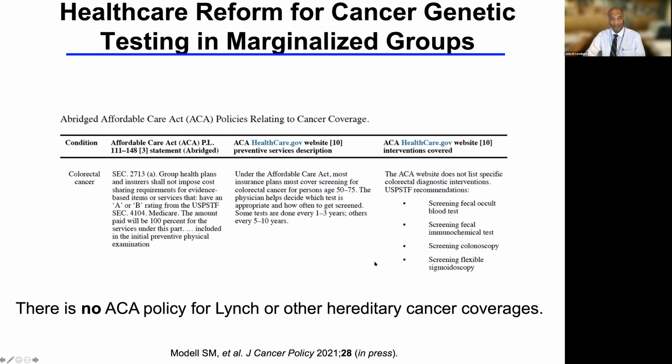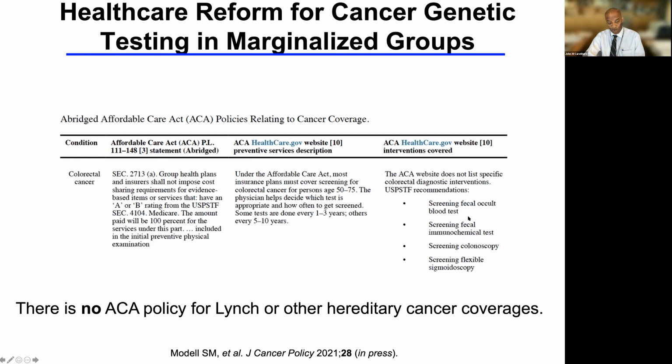Now, what about testing in marginalized groups? So the Affordable Care Act, which was enacted in 2010 under President Obama, for colorectal cancer, most insurance plans must cover colorectal cancer screening for persons that at the time it was 50 to age 75, okay? The Affordable Care Act website does not list specific colorectal diagnostic interventions, but the U.S. Preventive Services Task Force recommends these tests, which most people in the United States would do colonoscopy. And remember, this is 2010, so we've replaced FIT for fecal occult blood test.